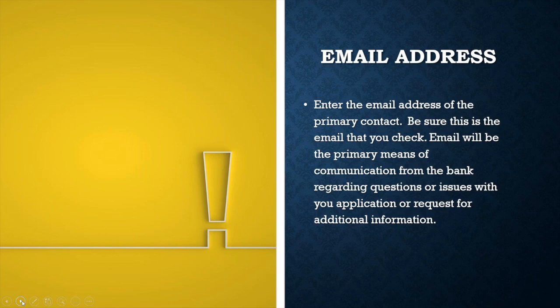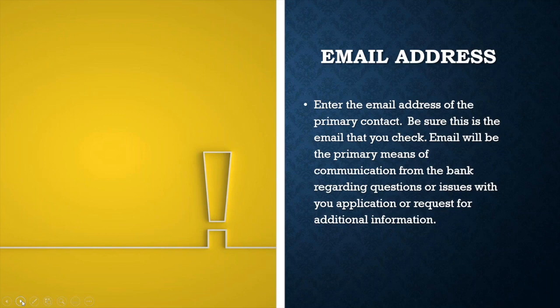Email address. The same with the phone. You want the email address of the primary contact person that you just entered on the application. Be sure to include an email that you actually check. And the thing with email, as you're waiting to hear back from the bank, because the application process is totally online, the bank, most likely, some banks will call you, but the primary means of communication is through email.